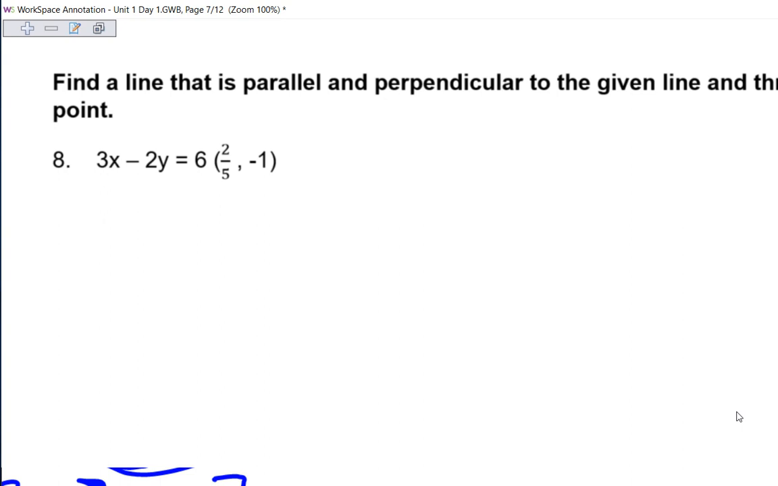Find a line that's parallel and perpendicular to the given line and through the given point. I don't like the wording of this because it sounds like we're trying to write just one equation. Can I have one line that's both parallel and perpendicular? No, it's going to be one or the other. They're mutually exclusive. So we are going to do two separate equations. We're going to start with a parallel line, so let me label. We're doing parallel first.